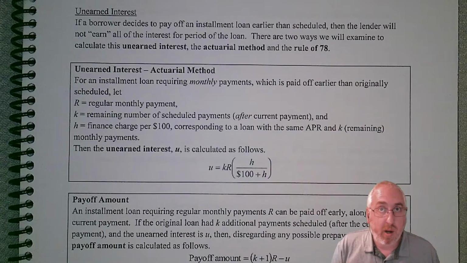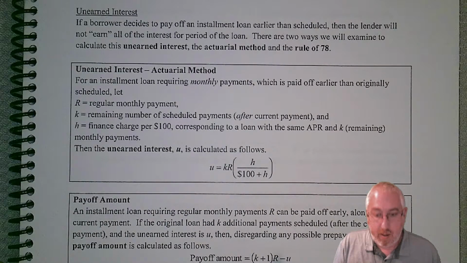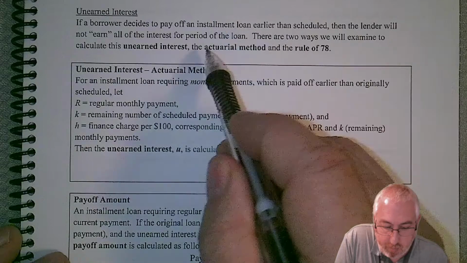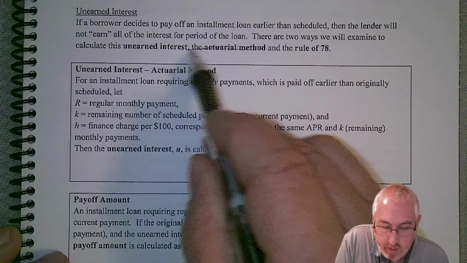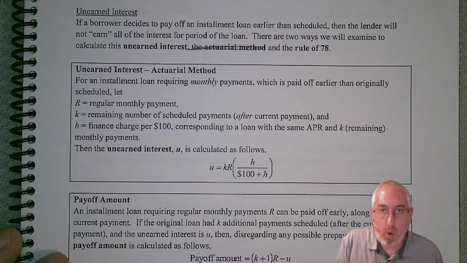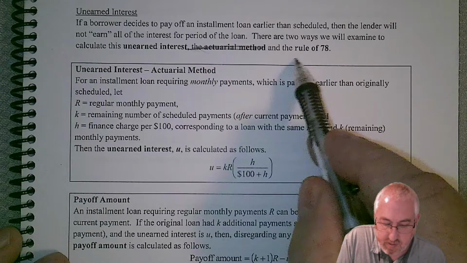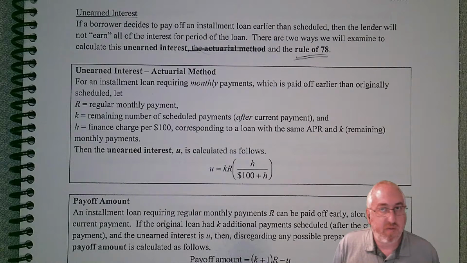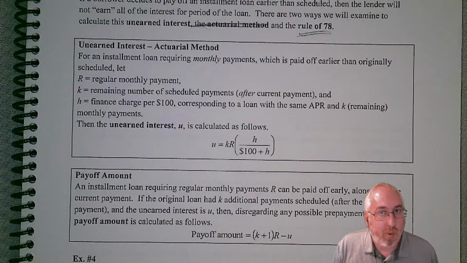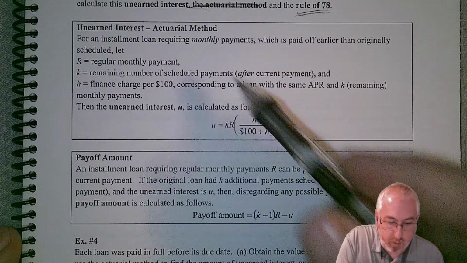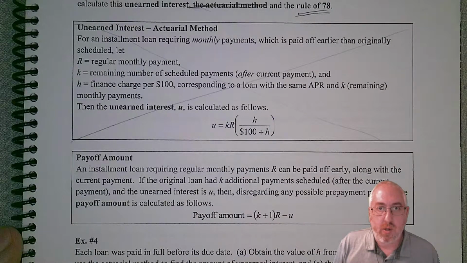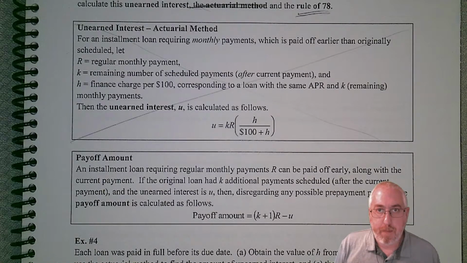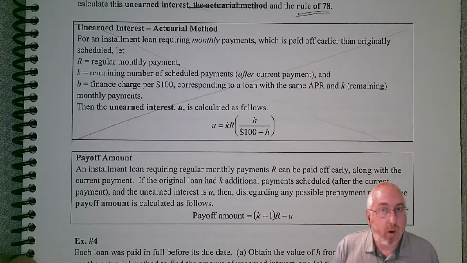Now, I'm going to help you out a little and say we're not going to use the actuarial method. We're only going to use the rule of 78. As interesting as it is how it works, and it is very doable, we're just going to cross this off, so we're not going to have to worry about that. Now, what we should look at, though, is some of the variables.